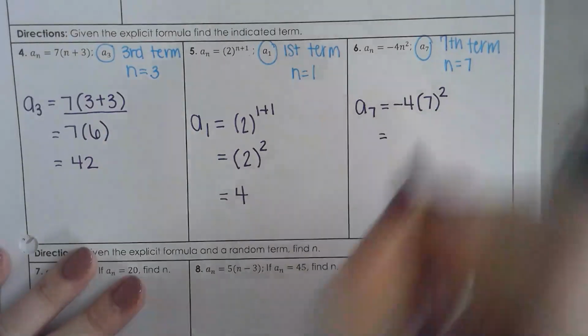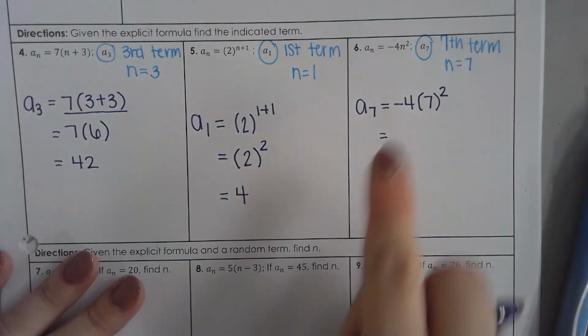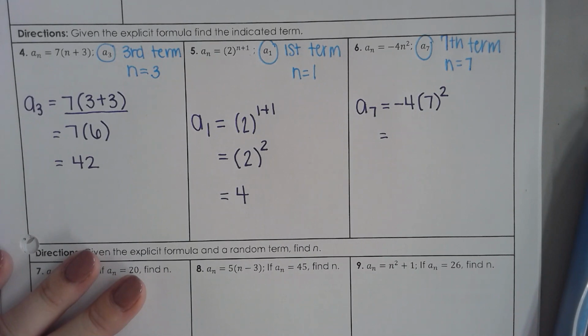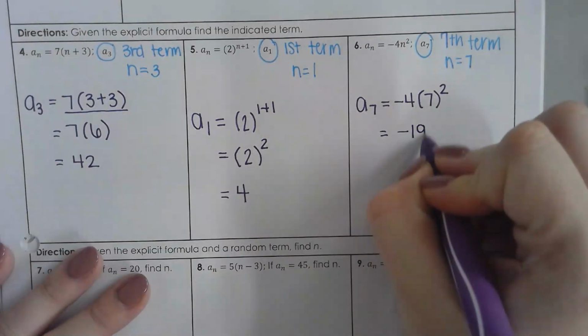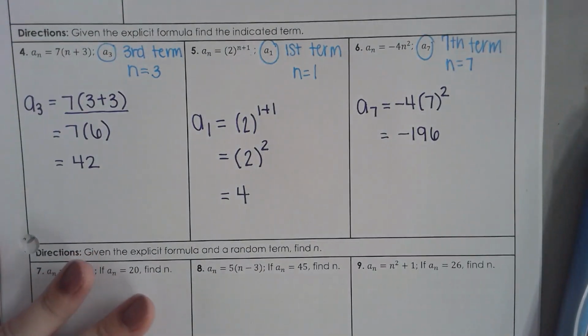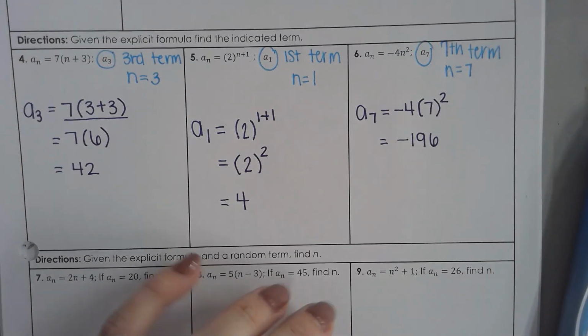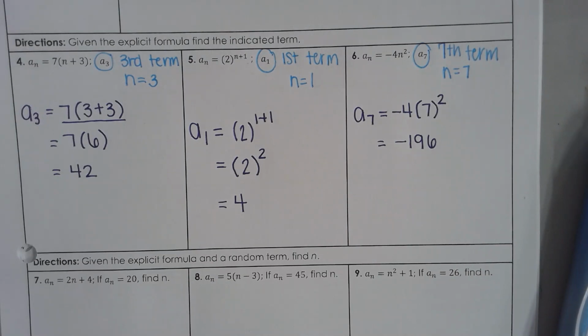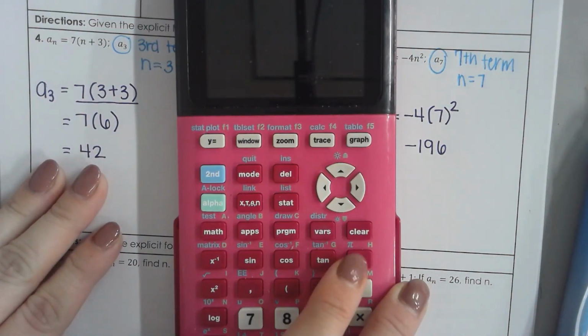And you can just type that in your calculator. How do you do An in your calculator? You don't. You just put what's after the equals. So negative 4 times 7 squared, and you should get negative 196. How do you square it? The x², right? Yeah, or this button right under the clear will let you type anything in the exponent.